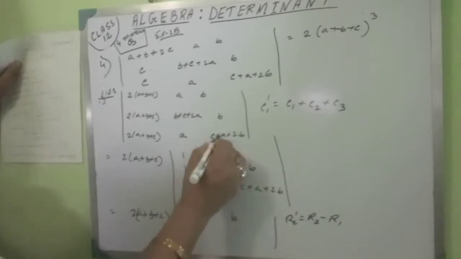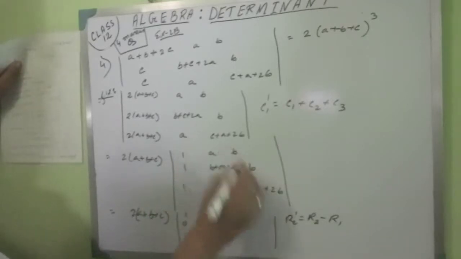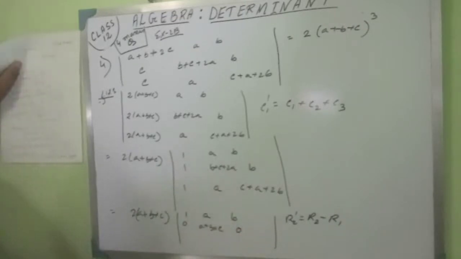B plus C plus 2A minus A. So plus 2A minus A means only A. So it is coming only A plus B plus C. And this is B minus C. B minus B again 0.